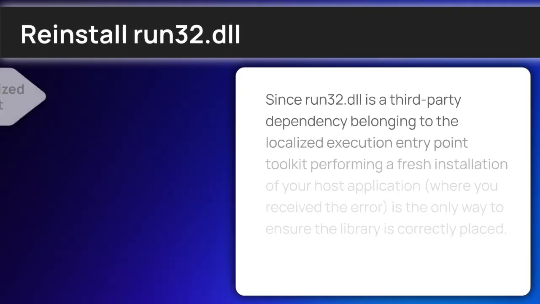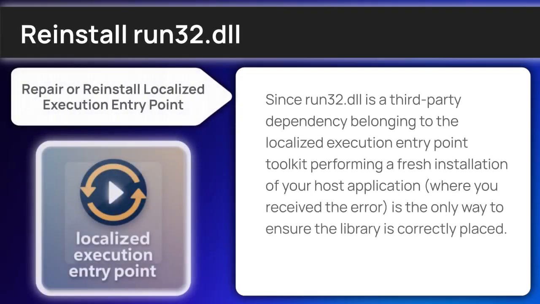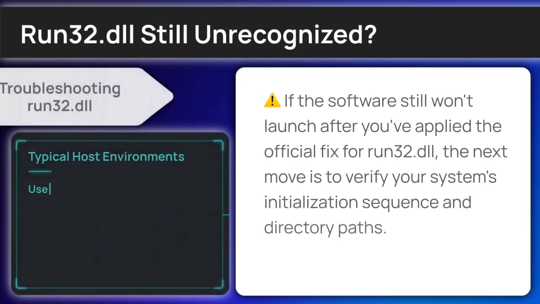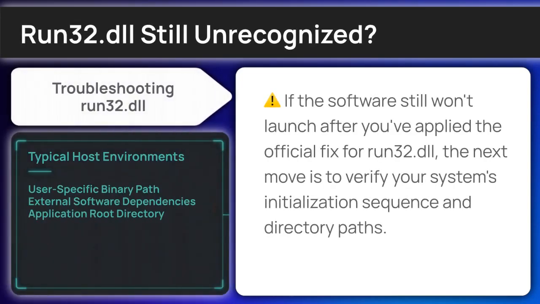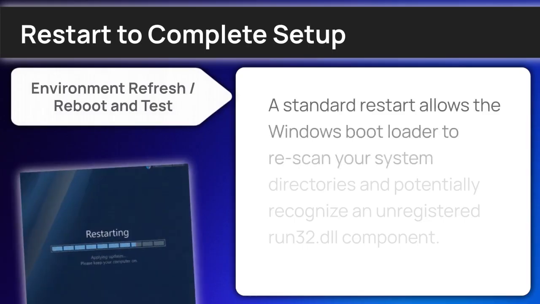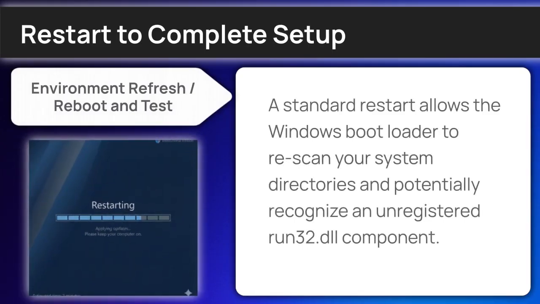Since the Run32 Library DLL is a third-party dependency belonging to the Localized Execution Entry Point Toolkit, performing a fresh installation of your host application, where you received the error, is the only way to ensure the library is correctly placed. In the event the error remains visible, it indicates we need to verify the environment's ability to register new shared resources. A standard restart allows the Windows bootloader to rescan your system directories and potentially recognize an unregistered Run32 library component.